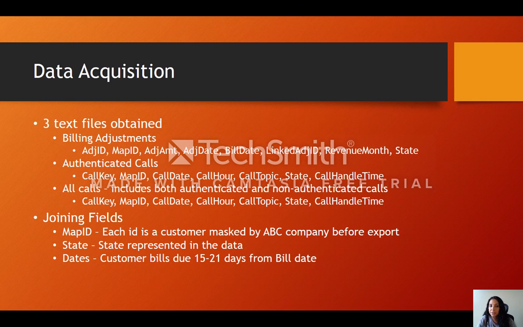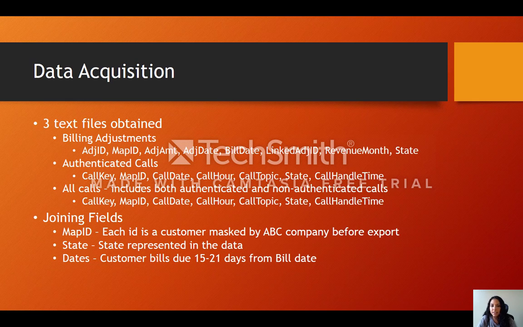So the authenticated file, each customer that calls in has a unique customer ID. And so that call was able to be tied back to a specific customer in their database. The all calls file is just all calls regardless of whether or not the specific call was tied back to a unique customer ID. And so those call files had things like the unique customer ID, or what we call the map ID, the date of the call, the topic, the duration of the call, and what state they were calling from.